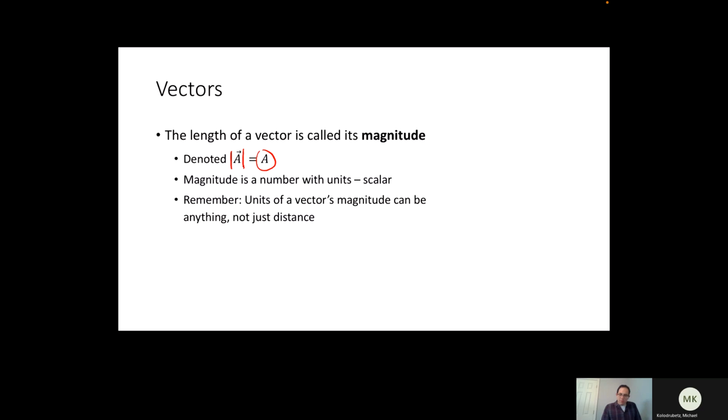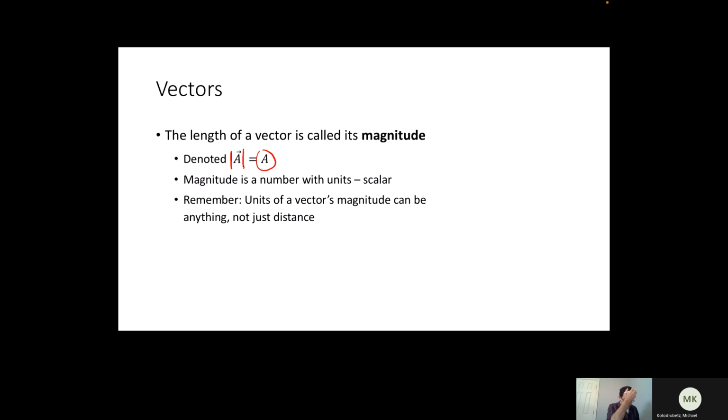So I want to keep reminding you of this. Vectors are quantities with units, but just like scalars, they can have any units they want. If I push on something with a force in that direction, the direction is that, and the force has units of newtons. Gravity is going to have units of meters per second squared downward. So the units can be anything, not just distance.